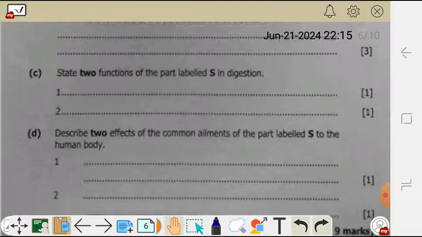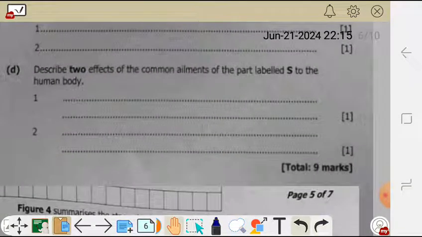So question D here, they are saying describe two effects of the common omics of the part labeled S to the human body. Okay, describe two effects of the common omics of the part labeled S to the human body.